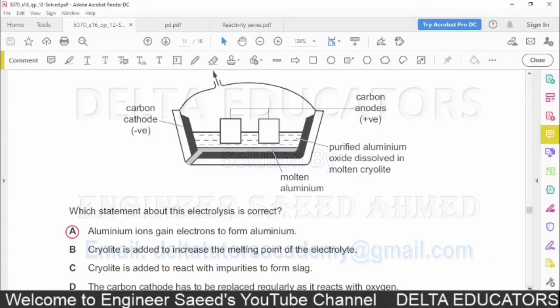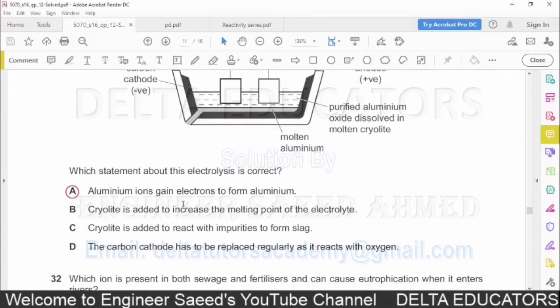What is given in the other options? Cryolite is added to increase the melting point of the electrolyte. No, cryolite is added to decrease the melting point of the electrolyte. So this option B is incorrect. Option C, cryolite is added to react with impurities. No, cryolite is added to decrease the melting point of the electrolyte. So option C is also incorrect.